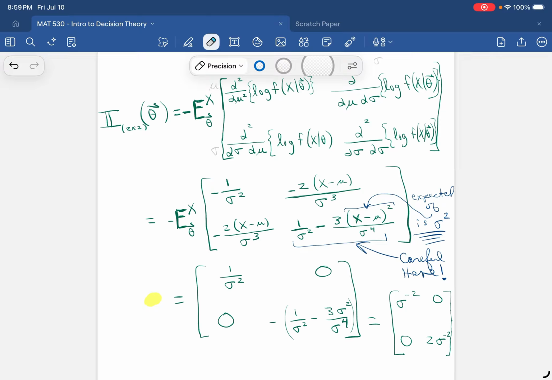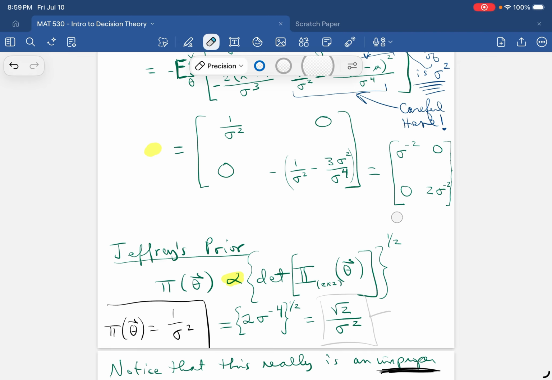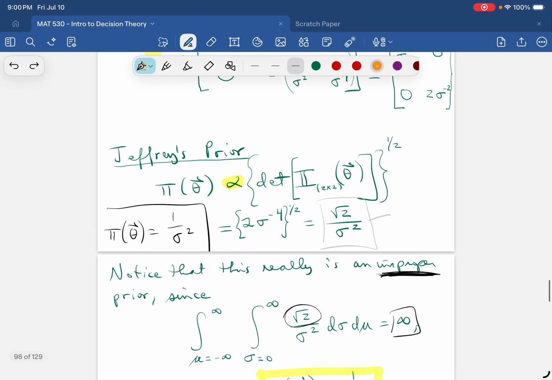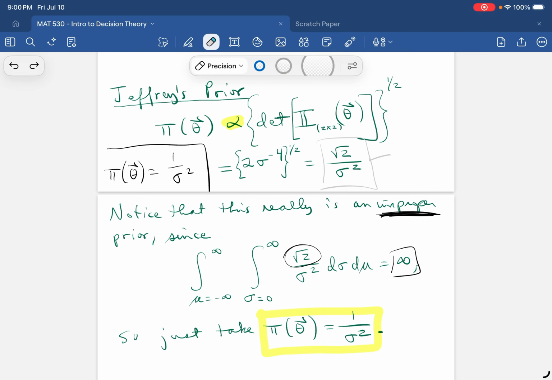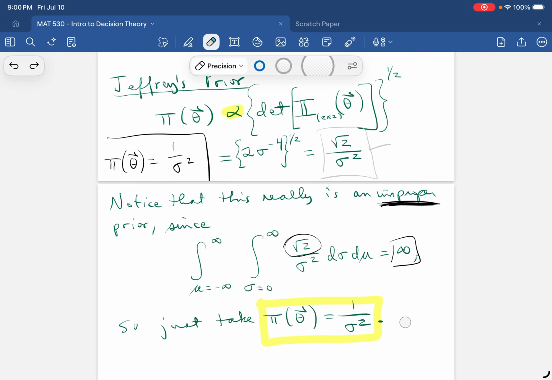Now we need to calculate its determinant. Well, that's easy in this case. We'll just do the product down this diagonal, minus the product along that diagonal. So it just ends up being 2 times sigma to the -4. And then once you get the determinant, that to the 1/2 power gives what we have here. And notice that this is an improper prior, since if we integrate, now again we're integrating over 2 variables here, so we've got to integrate as sigma goes from 0 to infinity, and then mu over the whole real line, and that gives infinity. So we can just take our Jeffreys prior to be 1 over sigma squared.